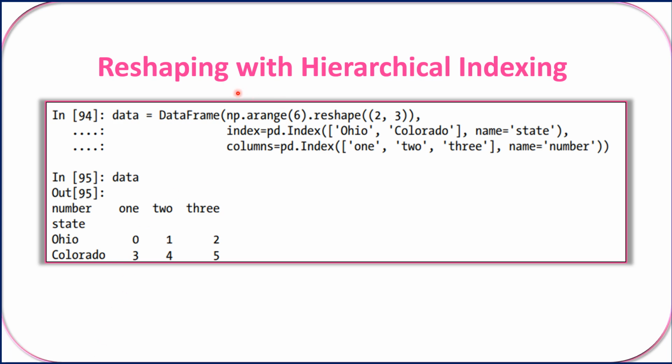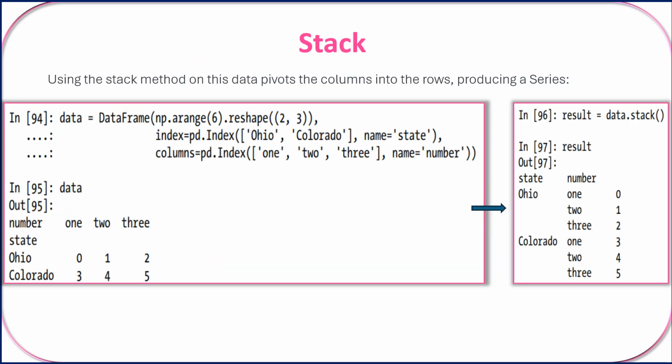Next, the same reshaping with hierarchical indexing is shown with another example. This is another data where we have the states Ohio and Colorado, whereas the numbers are 1, 2 and 3. So the data frame is created first. We'll see how the stacking or unstacking process is done with this example. Here this is the original data, and if I put stack, then the column becomes row. So Ohio and Colorado are available as the index value, and your numbers 1, 2 and 3 are changed to rows based on the column index, Ohio and Colorado. That is what is given here.